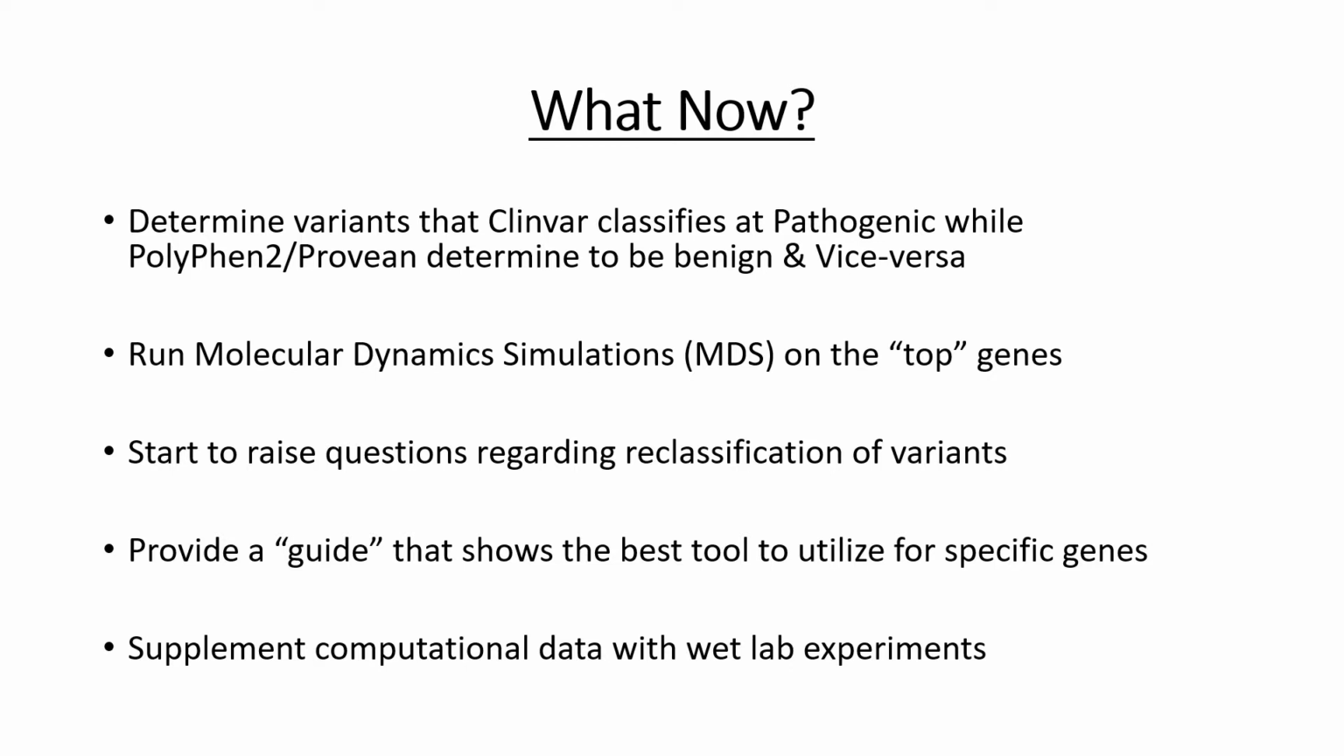So what is the plan now that we have all these structures and all this ClinVar data? We want to determine whether the variants that are classified as pathogenic are actually disease-causing, or if that is a false statement. The way we do this is by running molecular dynamics simulations on these genes, which basically looks at the movement of the wild type or non-mutated version as opposed to the mutated version, and see if there's any difference.